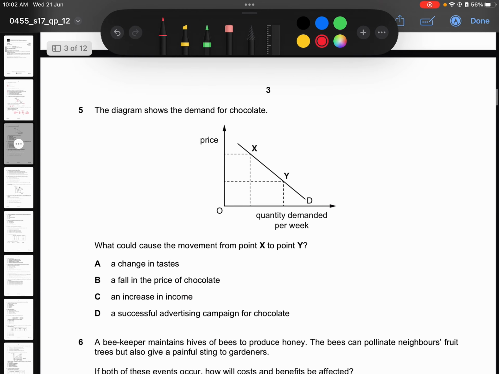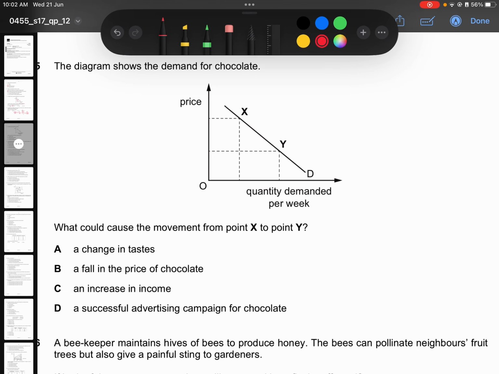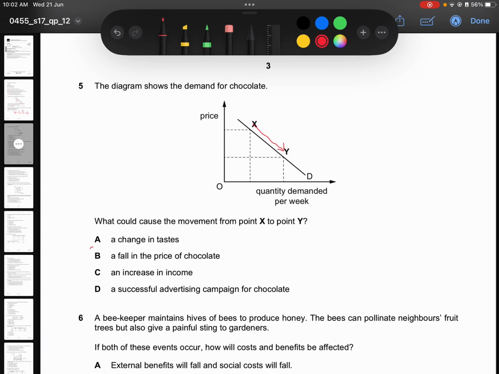The diagram shows the demand for chocolate. What would have caused the movement from point X to point Y? Now point X to point Y is a movement along the curve, and this is represented as an extension in demand, which is caused by a fall in the price of chocolate. Hence it's an easy option. All the other options would relate to a shift to the right.